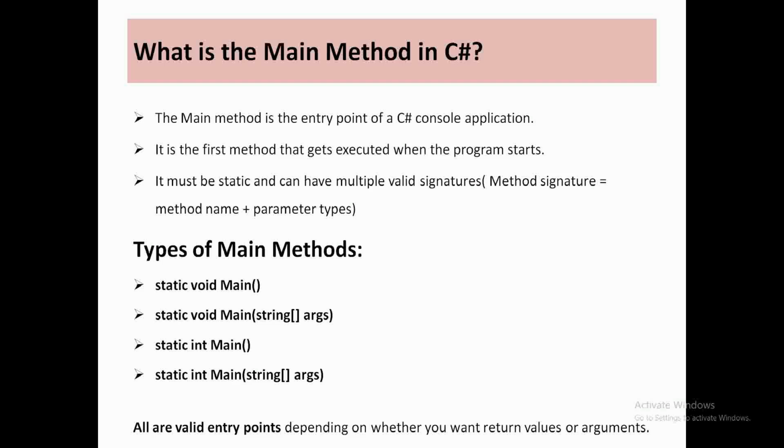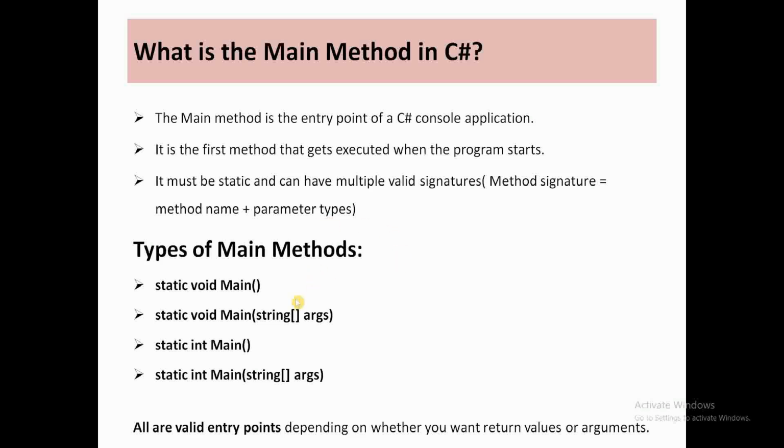We have to mention the main method in our program class. It must be static and can have multiple valid signatures. If we leave out the static keyword, it will throw a compile time error, because the compiler needs to run that static main method when the application launches for the first time. And we have multiple valid signatures, or you can say multiple valid formats, in the method name or parameter types.